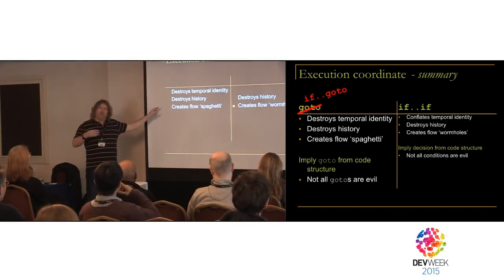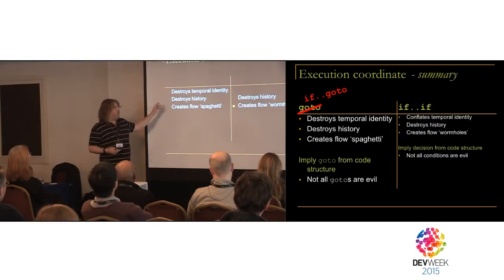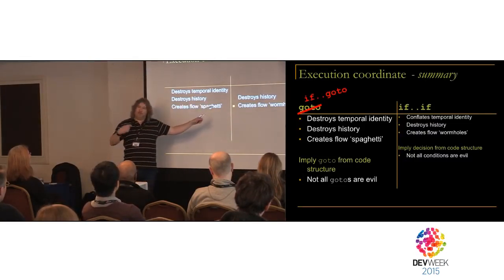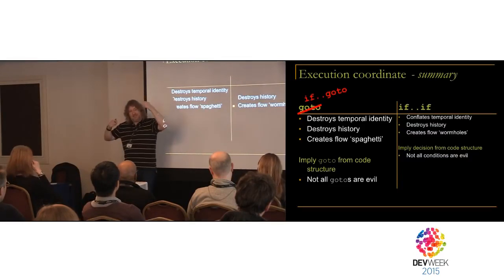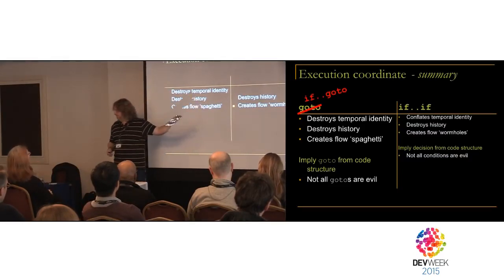What gotos do is they create flow spaghetti. What ifs do is they create these flow wormholes. And it's not just if, it's these synchronized ifs. They create these wormholes.